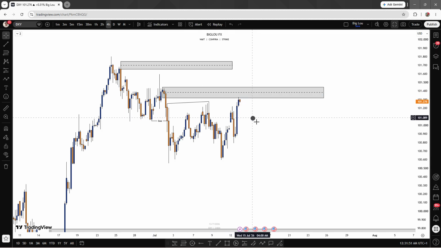Right now you can see that the market has actually mitigated that zone. So that zone has been mitigated. And what we have now is this, our liquidity here, plus this one and all of that, but I just want it to be straight.